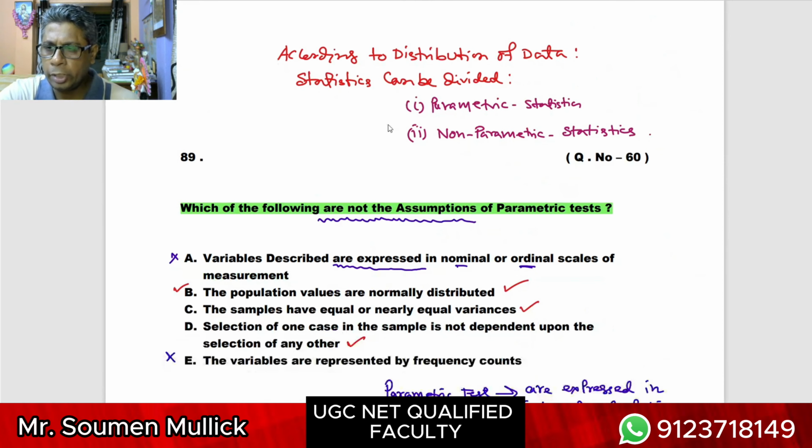Our next question is number 60. Which of the following are not the assumptions of parametric test? This question is based on parametric test. According to distribution of data, statistics can be divided into two parts, parametric statistics and non-parametric statistics. Each and every question has one background. We have to understand the background of the question. That would be very effective for our preparation and analysis of our topic.